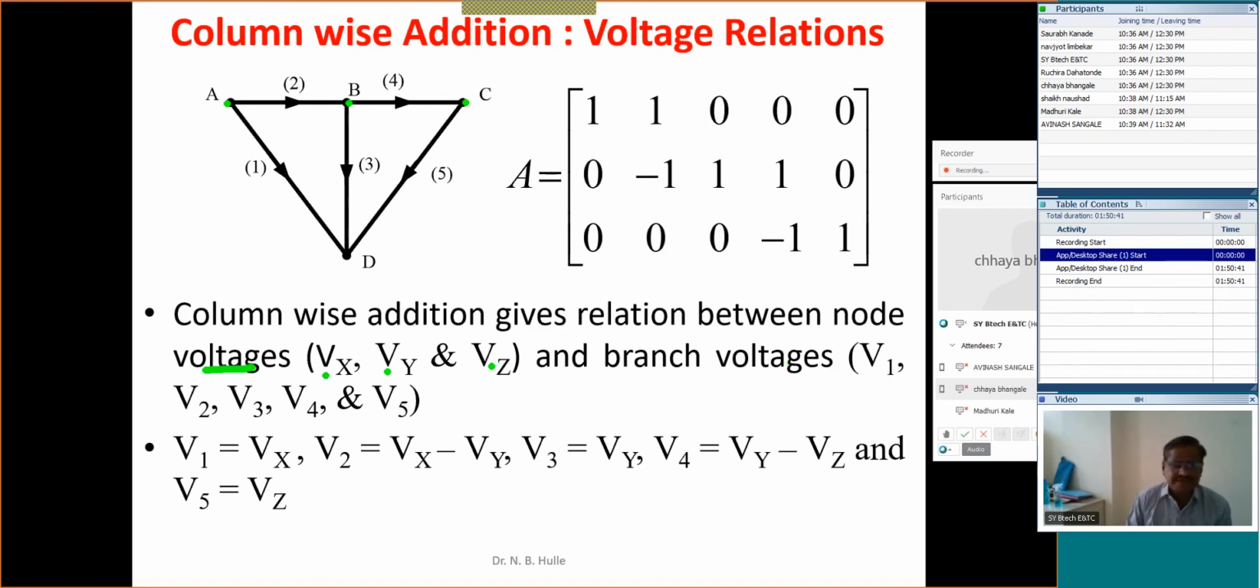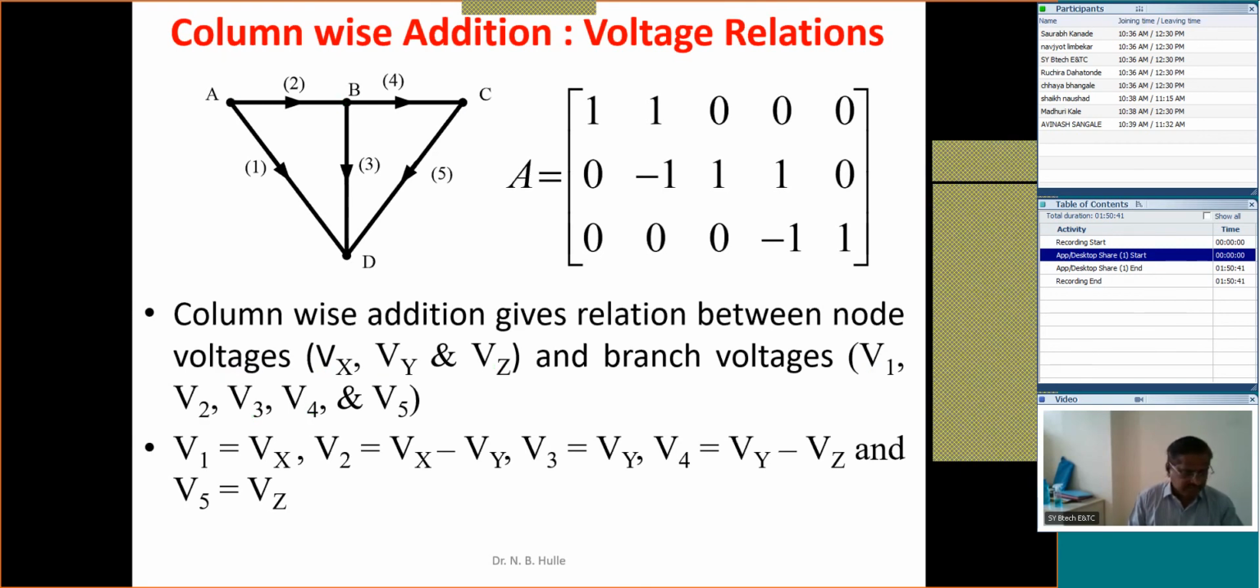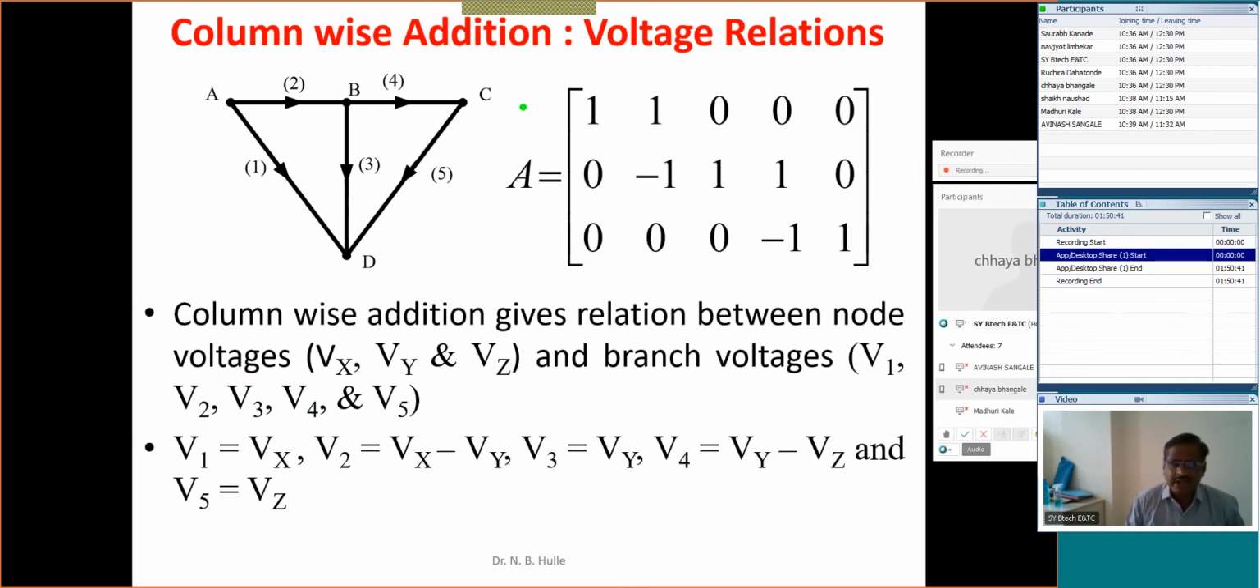And the branch voltages, means voltage across this branch number 1, this is V1. Voltage across the branch number 2 is V2. Voltage across the branch number 3 is V3, then V4, V5, and so on. With this terminology, on the horizontal axis we have the first node and its potential is Vx. Here we have the node B and its potential is Vy. I have given the names somewhat differently. And this is the node C, its potential I have given as Vz.